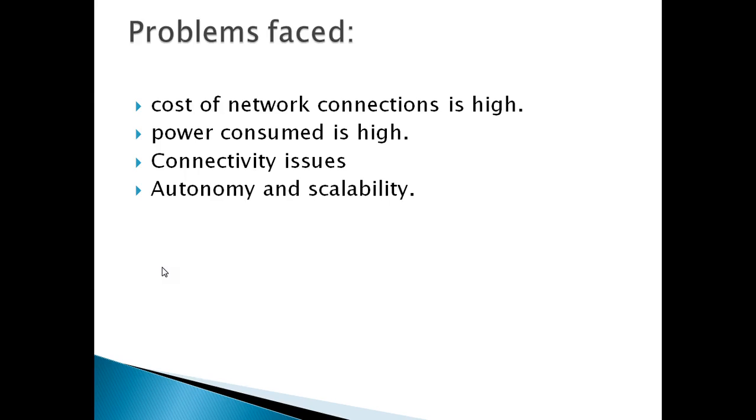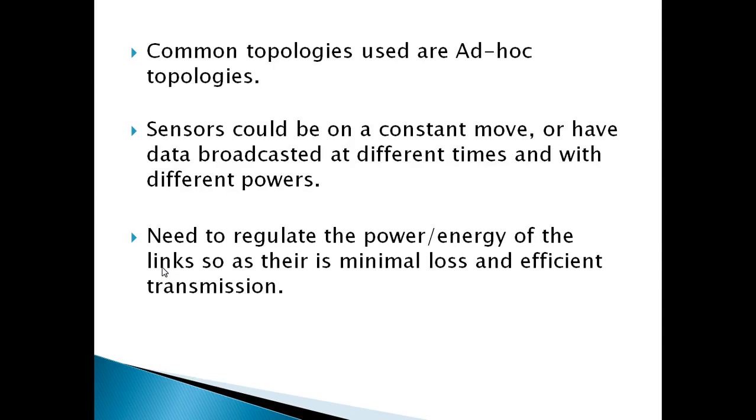Autonomy is really a big issue with wireless sensors. They should be autonomous enough to know when to shut down and when not to. If they are not having anything to transfer, they should be aware of the fact that they're not supposed to be on. And other than that, we have the issue of scalability, because these are really high in numbers. They should be able to collaborate with each other very efficiently. So yeah, these are the issues that they're facing.